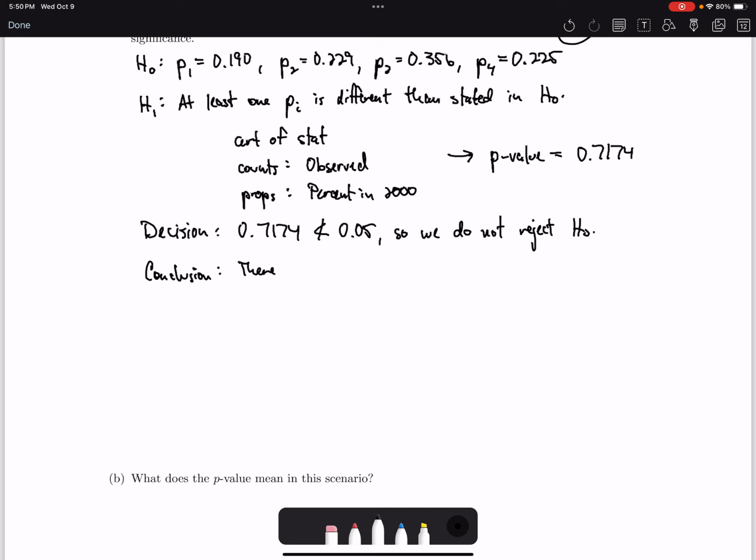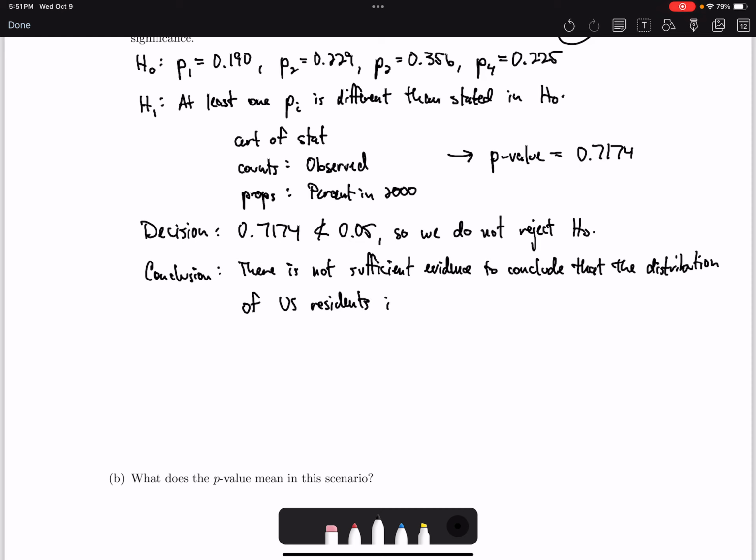There is not sufficient evidence to conclude that the distribution of U.S. residents is different today than it was in 2000.